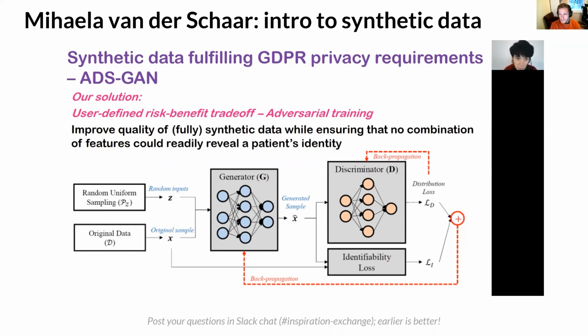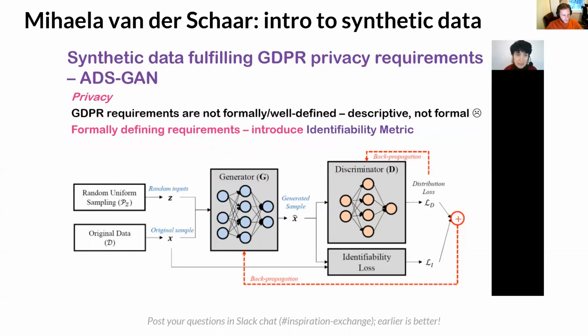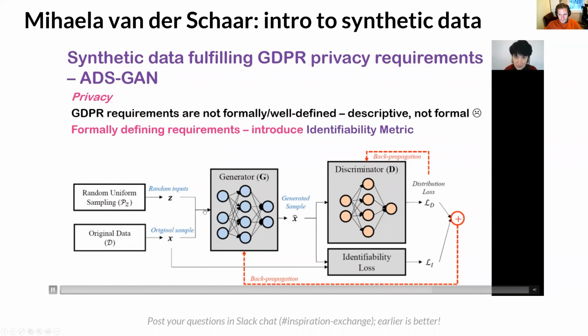And we can in this way improve the quality of synthetic data while ensuring that no combinations of features could readily reveal a patient identity. So I talked about fulfilling GDPR requirements for privacy. But the challenge here is that GDPR does provide guidance in terms of language. It doesn't provide a formal definition for privacy requirements. So in order to deal with this challenge, we defined for the first time an identifiability metric to formalize the concepts and the requirements of GDPR in terms of privacy.